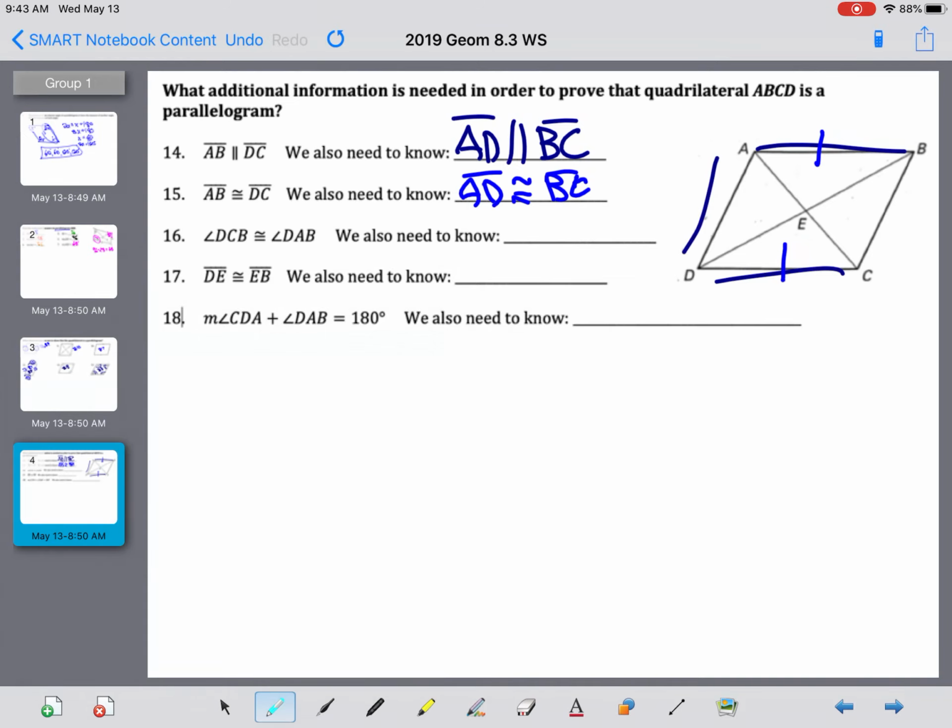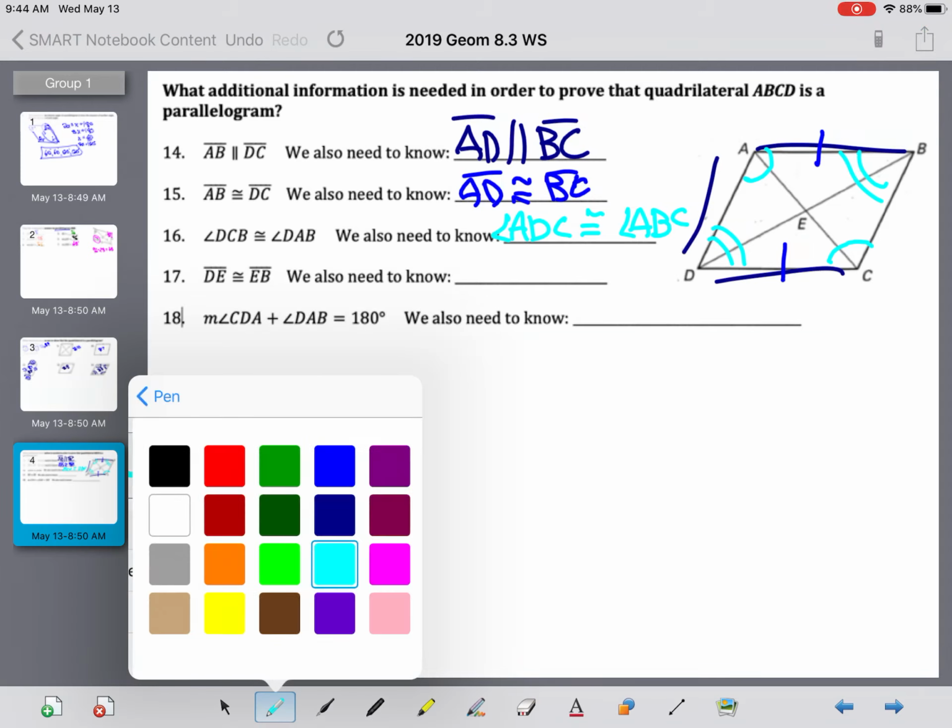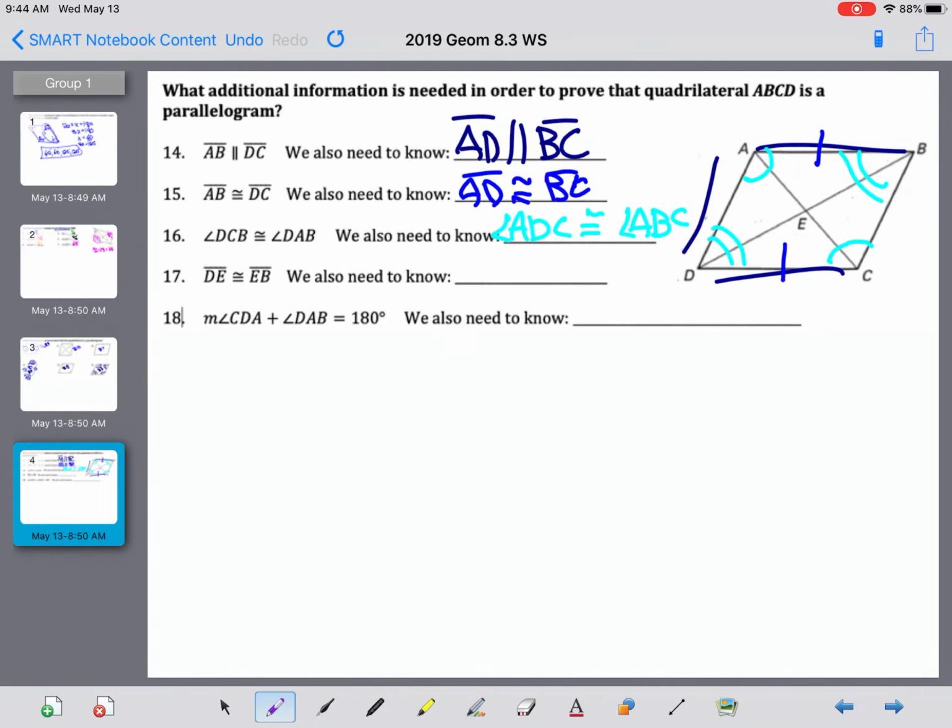If this angle here was congruent to this angle here, then I would need these guys here. So I would say that angle ADC would have to be congruent to angle ABC. If we had DE congruent to EB, then I'd need this congruent to this. So AE congruent to CE.